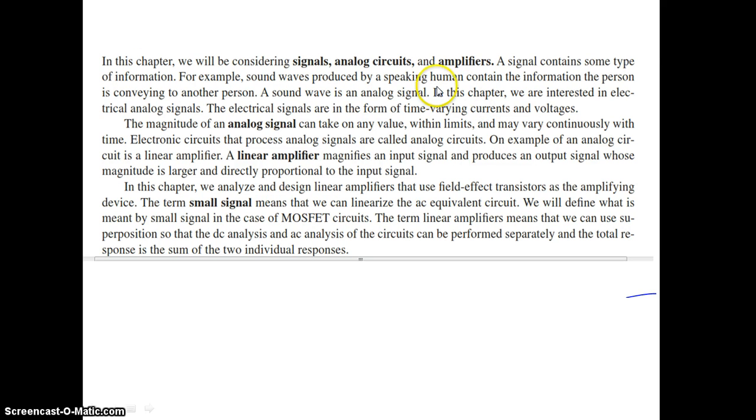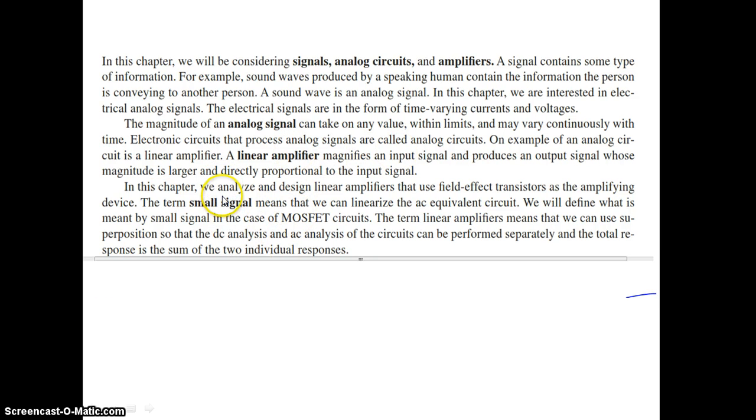So what is meant by signal? Any signal, such as a sound signal. Suppose I, a human, produce a sound, that is a signal. If I am waving my hand, that is a signal. What do you mean by analog signal? One which continuously varies with time is called an analog signal. What do you mean by linear amplifier? If there is linearity between the input and the output, it is called a linear amplifier. That means the output is directly proportional to the input signal.